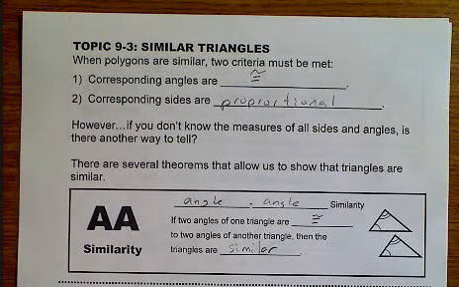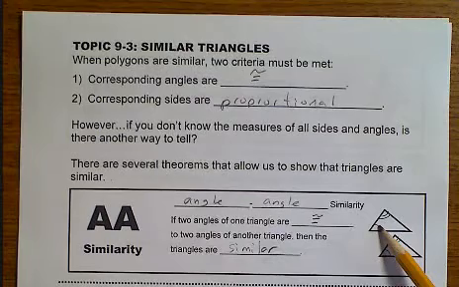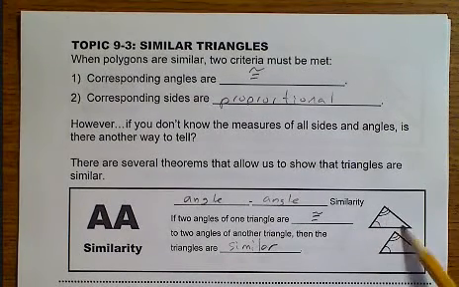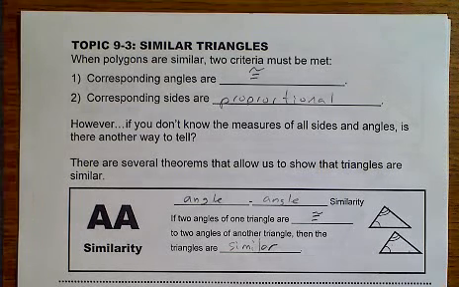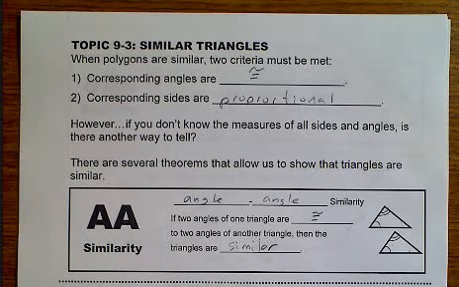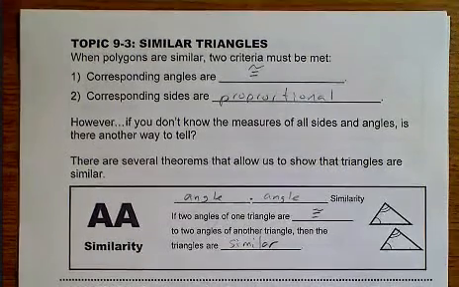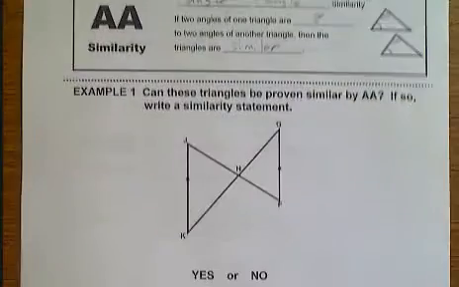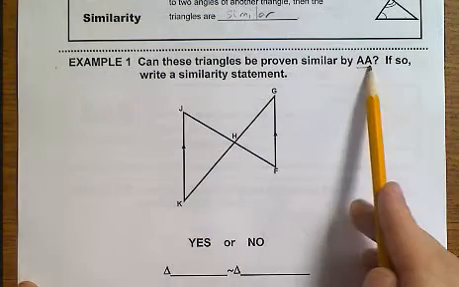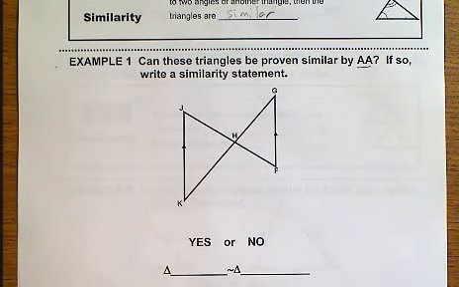The reason for this is because if I know that these two angles are congruent, that means these two angles need to be congruent. And because of basic trigonometry, I know that if these angles are congruent, then the sides must be proportional. That's just based off of sine, cosine, and tangent relationships. Let's go ahead and talk about example number 1. Can you prove these triangles similar by angle-angle? And if so, we need to come up with a similarity statement.